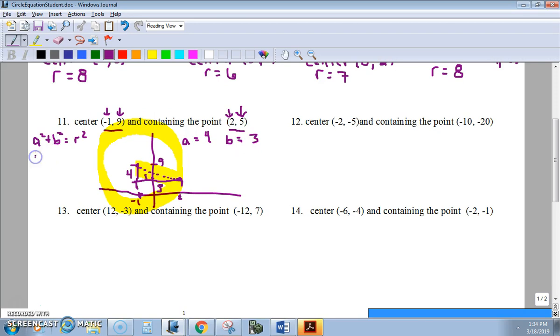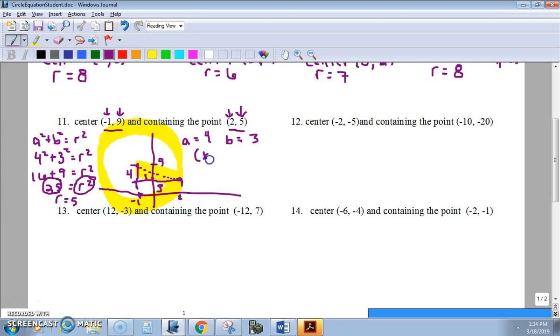So I have 4 squared plus 3 squared equals r squared. 4 squared is 16, 3 squared is 9. 16 plus 9 is 25, which is r squared. Now I know you want to know how long the radius is, and the radius is obviously 5. If I square my radius and get 25, my radius is 5, right? Take the square root of both sides. But I don't even need the actual radius because the equation uses the radius squared, right?